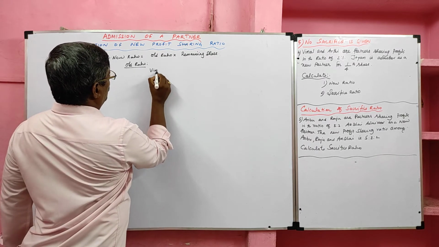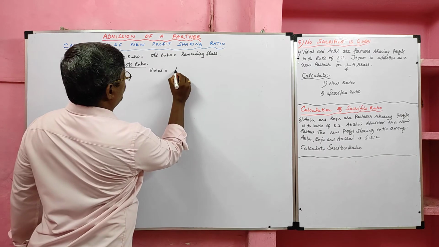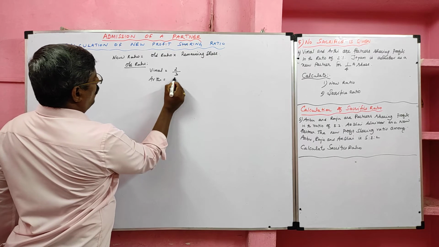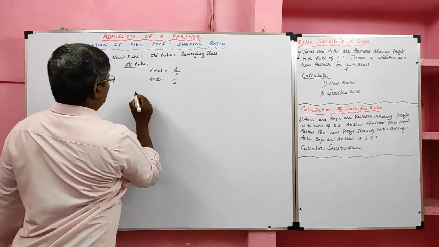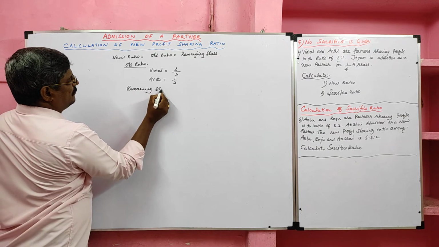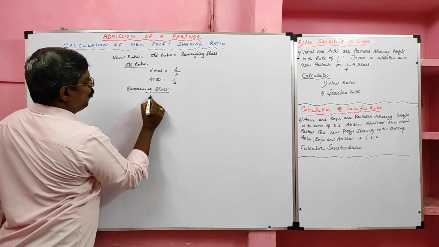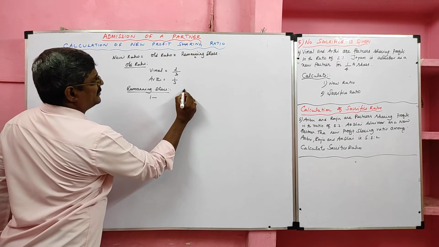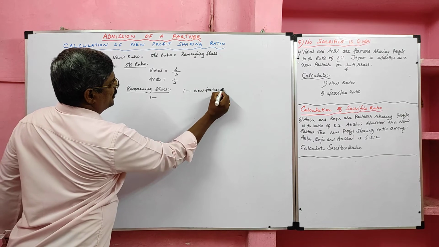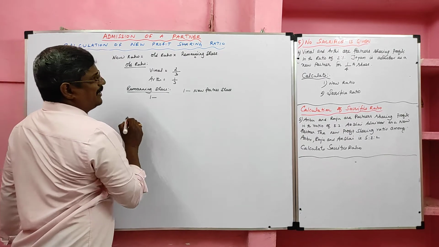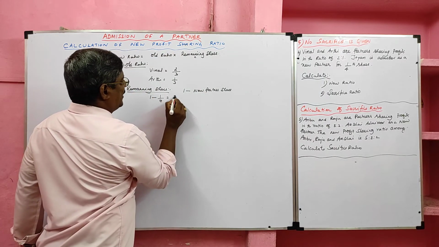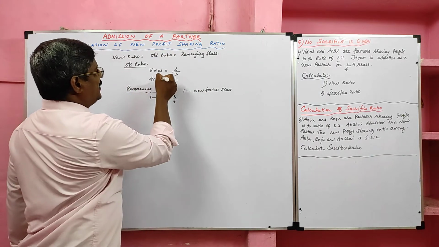Vimal's old ratio is 2/3. Aarti's old ratio is 1/3. We have to find the remaining share. The formula for remaining share is 1 minus the new partner's share. The new partner's share is 1/4, so the balance 3/4 is shared by Vimal and Aarti.